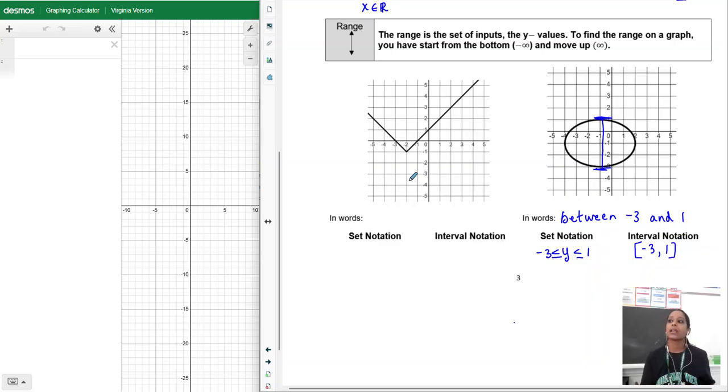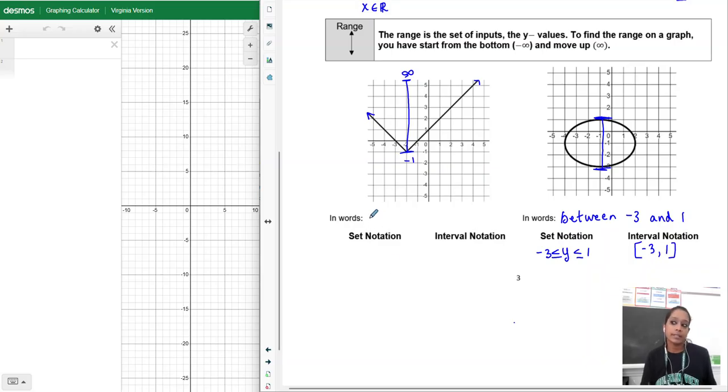All right, let me put the arrows for this graph here. When we're looking at the range, start from the bottom. There's nothing here, so it's not starting at negative infinity. It's starting actually at -1 here, and then it's going all the way to the top, all the way to positive infinity. So it looks like it's going from -1 to positive infinity for the range.